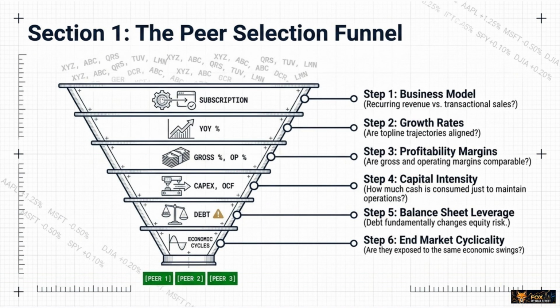All right. Section 1. Filtering for economic similarity. Think of this process like a giant peer selection funnel. You start with a massive universe of stocks, but then you ruthlessly filter it down based on actual business economics. Step 1, look at the business model. Are we talking recurring revenue or transactional sales? Steps 2 and 3, filter for growth rates and profitability margins. Then step 4 is capital intensity.